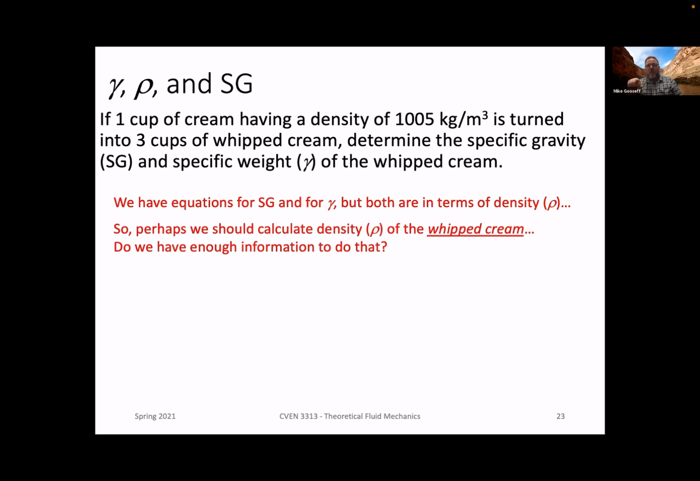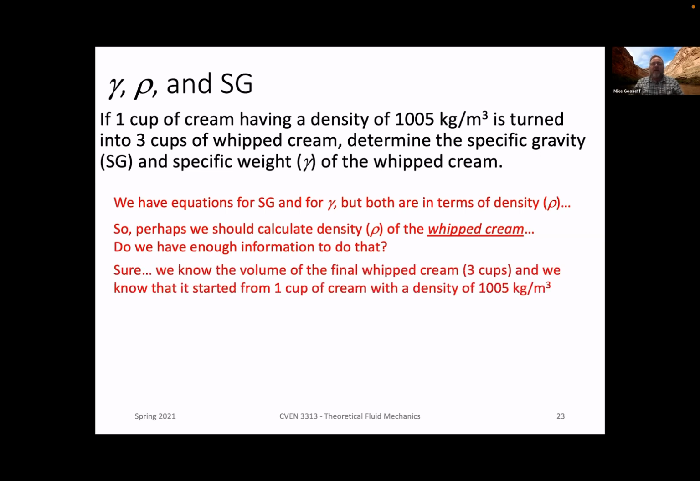Prior to it becoming whipped, we have both the density and the volume. The volume is 1 cup. So one of the things we could do is figure out the mass of the cream, because after we've whipped it, the mass should stay the same. The air we've whipped into the cream isn't really that heavy. So let's go ahead and do that. We know the volume of the final whipped cream, 3 cups, and we know we started from 1 cup of cream, with a density at that time of 1,000 kilograms per cubic meter. So first we could calculate the mass of the whipped cream.